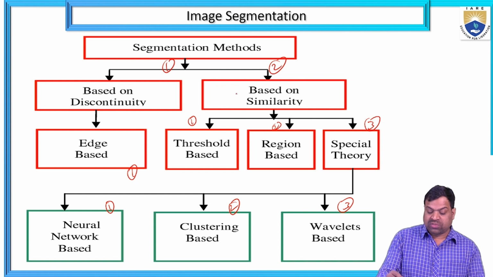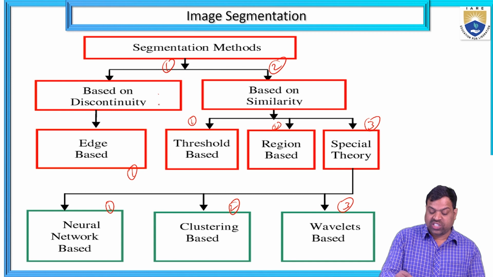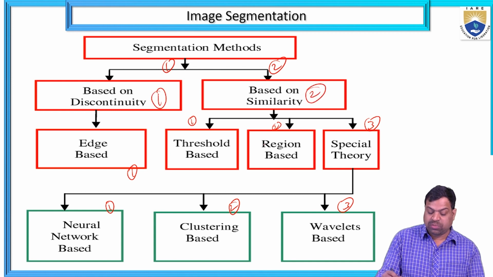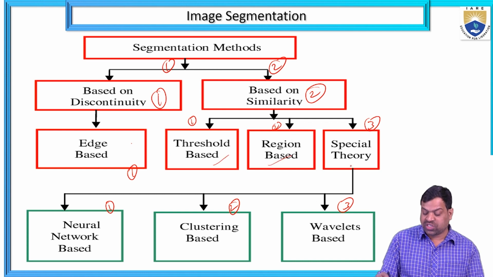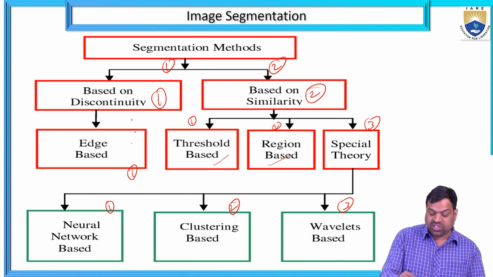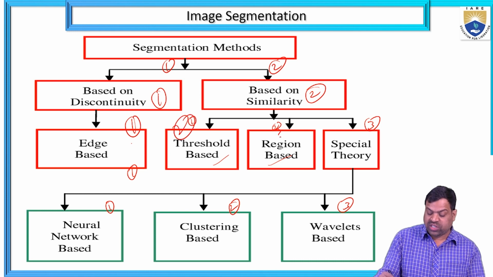So already we discussed previously that image segmentation is based on discontinuity and similarity. In discontinuity, edge based is there, but in similarity, threshold based and region based. Only three major things: 1, 2, and 3.